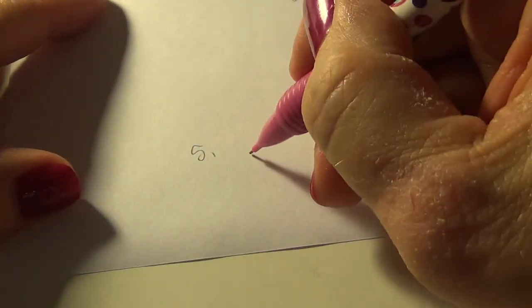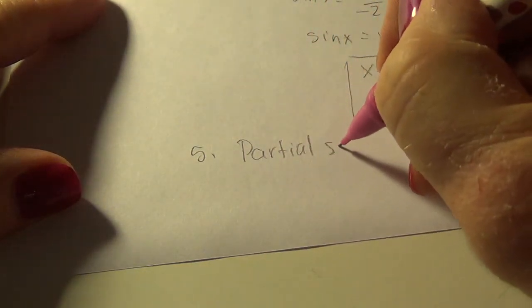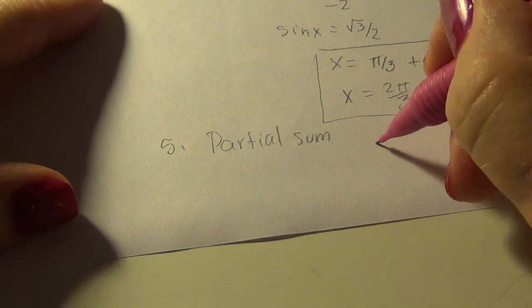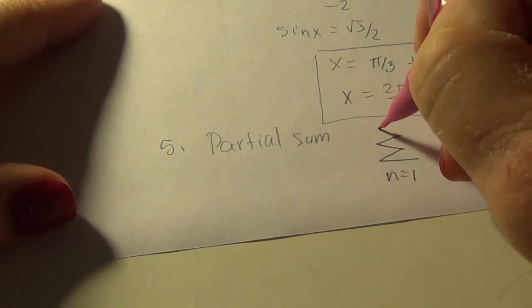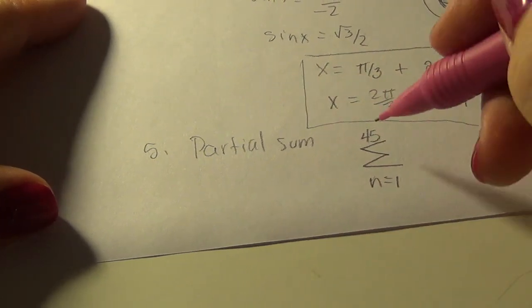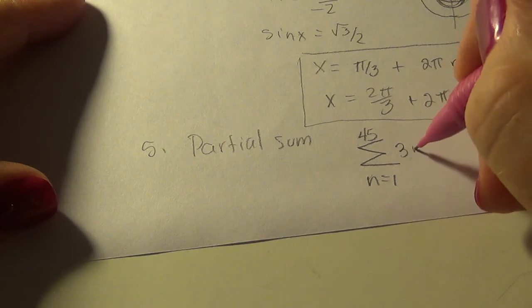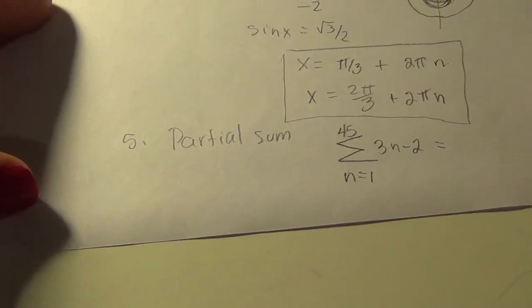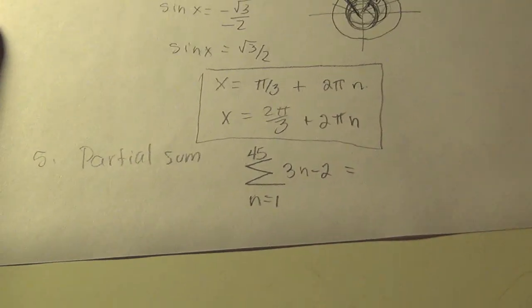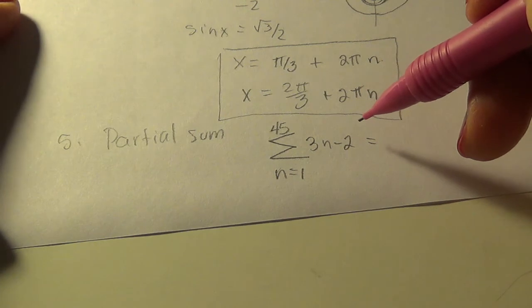Alright, number 5, find the partial sum. So partial means we stop short of infinity. Where do we stop? Well, in this one we stop at 45. We know it's a sum because that symbol means summation. And now we need to decide what formula to use, because I'm not going to generate 45 of these and add them up. So I need to know if it's arithmetic or geometric.